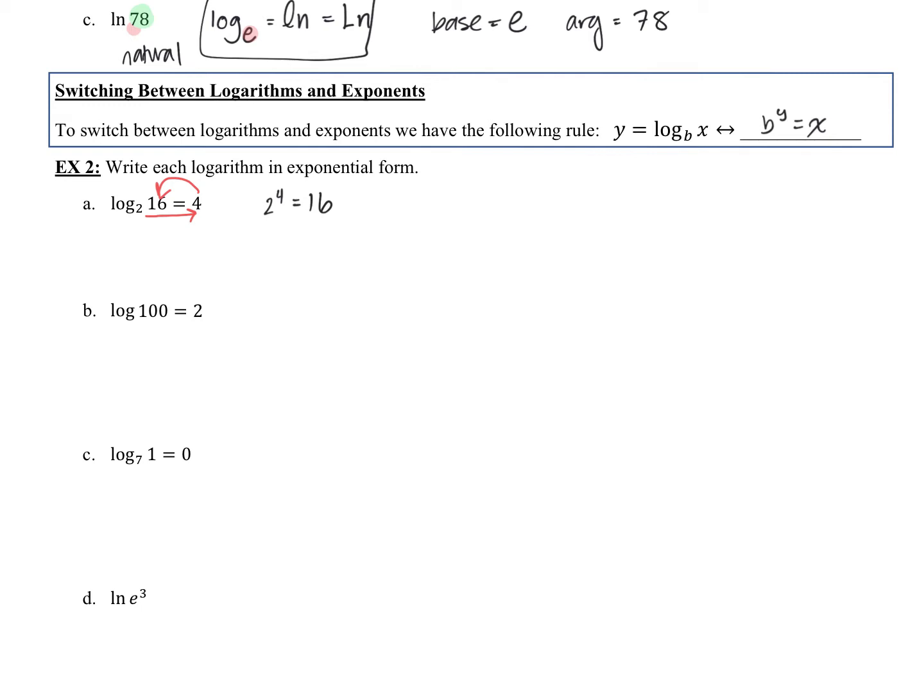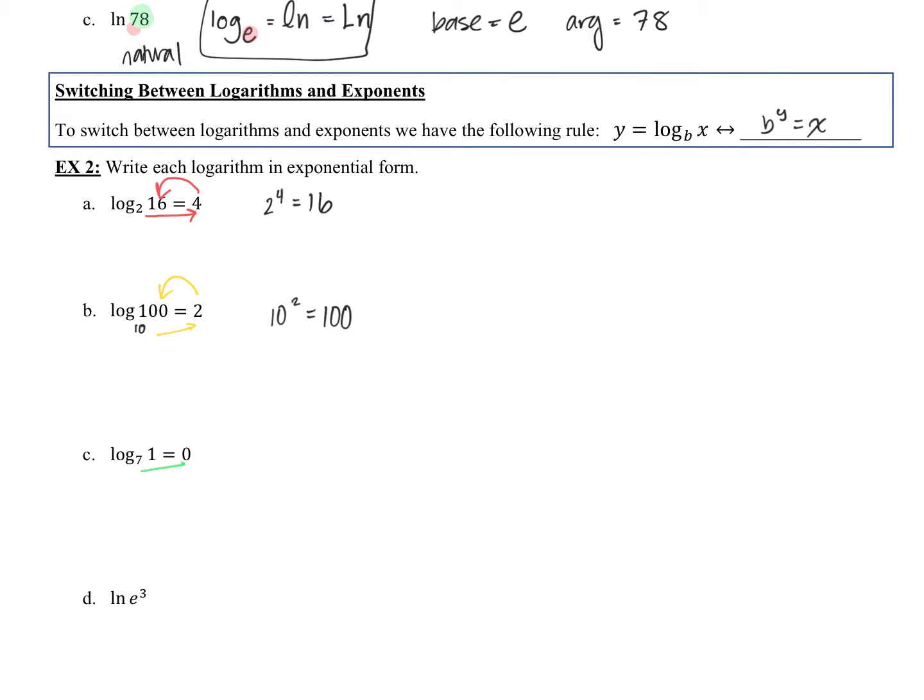Okay, go ahead. Let's see. Ooh, for b, what's the base of the log? We don't see anything there, so we're allowed to assume it's a 10, remember? We'll switch it again. 10 to the 2nd power is 100. Once again, we're just rewriting the logarithms into exponential form. Go ahead and try the next two by yourself and check in with me in a second.